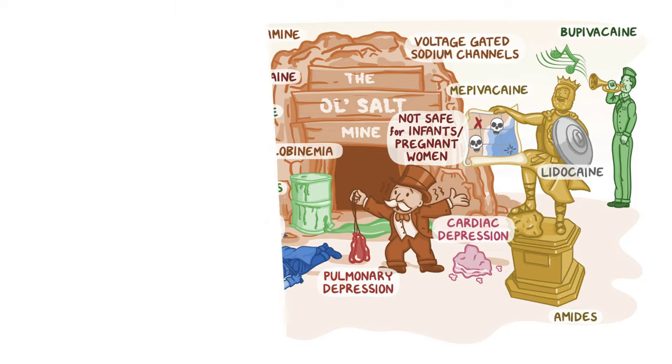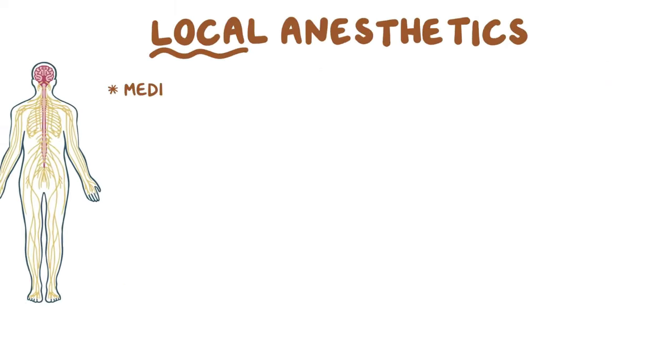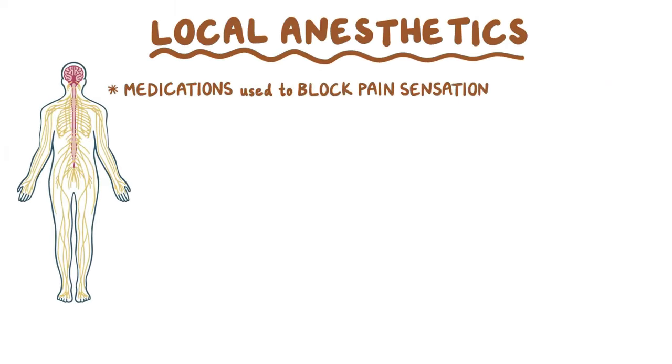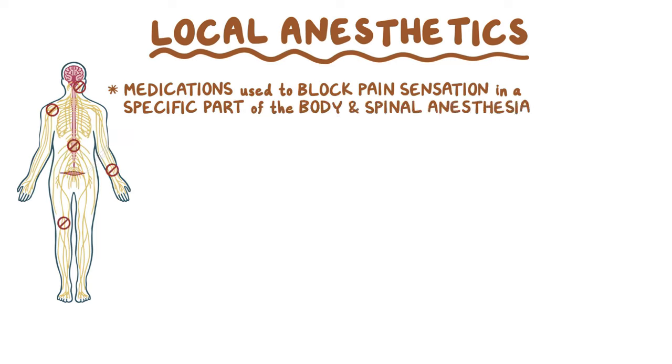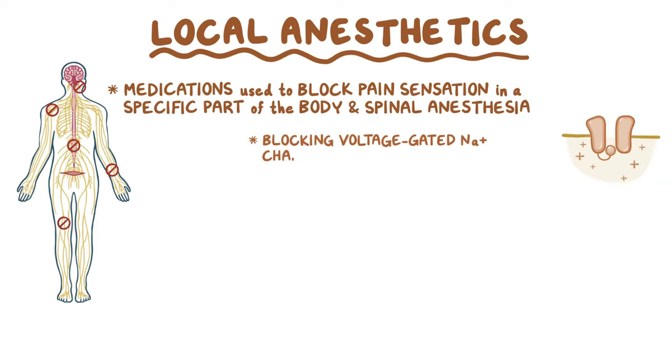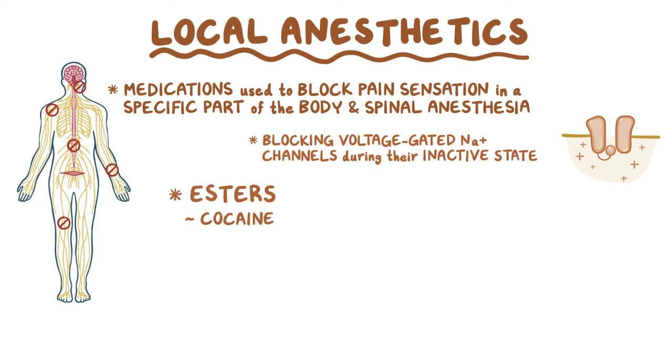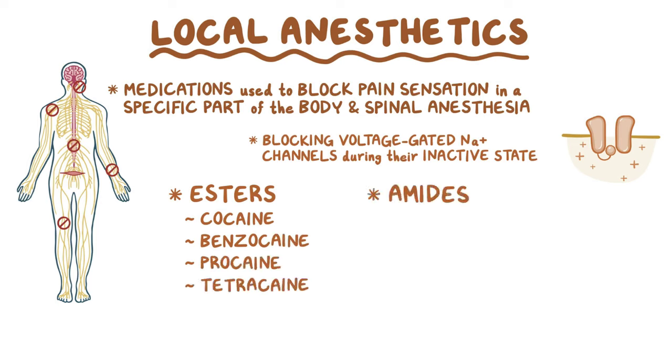Alright, as a quick recap. Local anesthetics are medications used to block pain sensation in a specific part of the body in order to perform small surgical procedures and spinal anesthesia. They do this by blocking voltage-gated sodium channels during their inactive state. There are two classes: esters, which include cocaine, benzocaine, procaine, and tetracaine, and amides, which include lidocaine, mepivacaine, and bupivacaine.